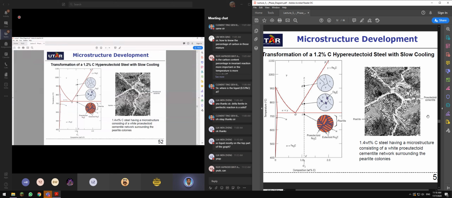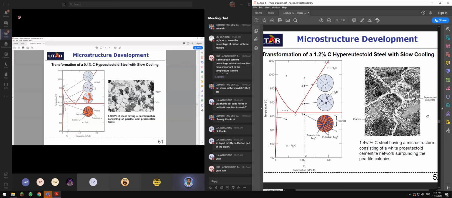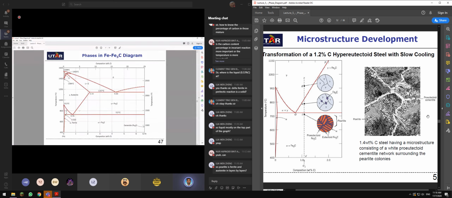Okay, now what happens if I add a little more carbon content above the eutectoid carbon content, from 0.8 to 1.2? I set the temperature to 900 degrees Celsius. At first, you have a formation of austenite. As I cool down, it reaches this region, so you are having a formation of austenite plus cementite.